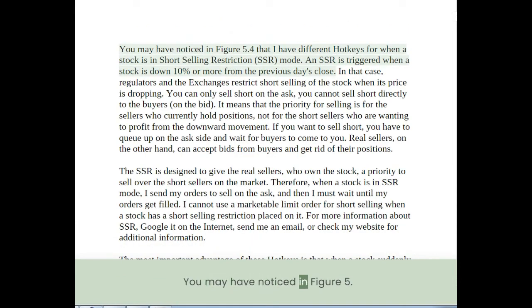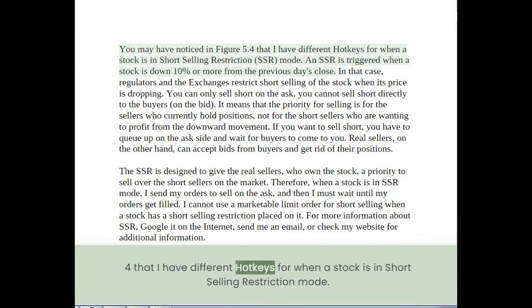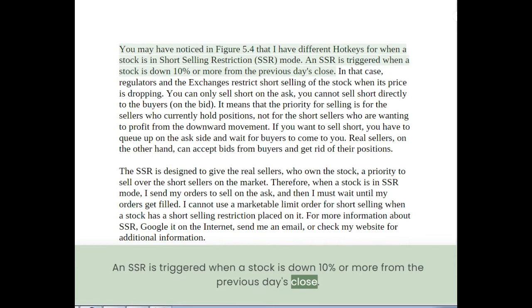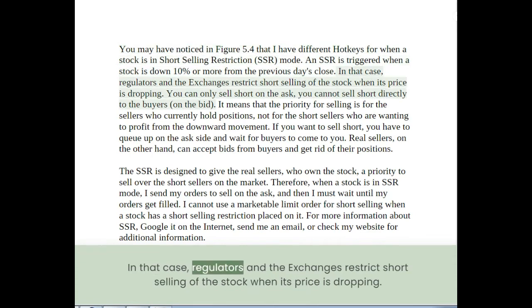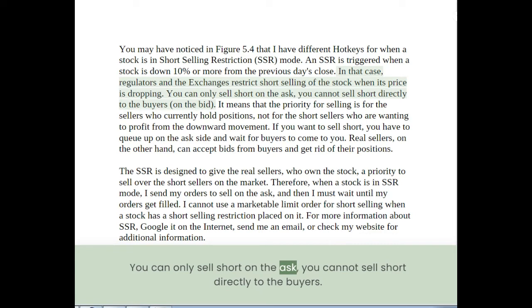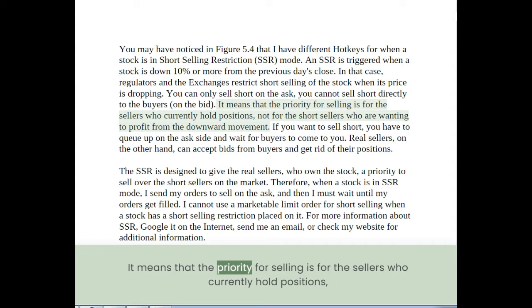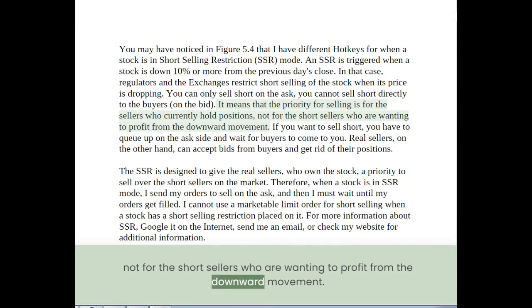You may have noticed in figure 5.4 that I have different hotkeys for when a stock is in short selling restriction mode. An SSR is triggered when a stock is down 10% or more from the previous day's close. In that case, regulators and the exchanges restrict short selling of the stock when its price is dropping. You can only sell short on the ask. You cannot sell short directly to the buyers. It means that the priority for selling is for the sellers who currently hold positions, not for the short sellers who are wanting to profit from the downward movement.